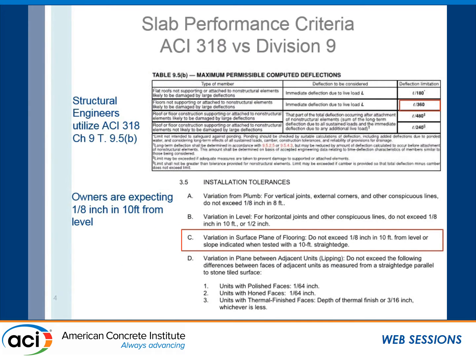This table here you've already seen a couple times. It's from ACI 318. This is the old 2014 version, so it's Table 9.5. But it defines deflection limitations. Typically, you get L over 360. And then below there is an excerpt from one of the flooring specifications, and in particular, they talk about that 1/8 inch in 10-foot rule. And that's what the flooring contractor as well as the owner might have as an expectation. We at the beginning of the project like to point these conflicts out and manage and shape expectations.